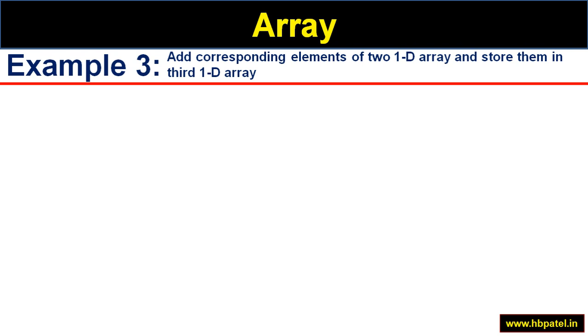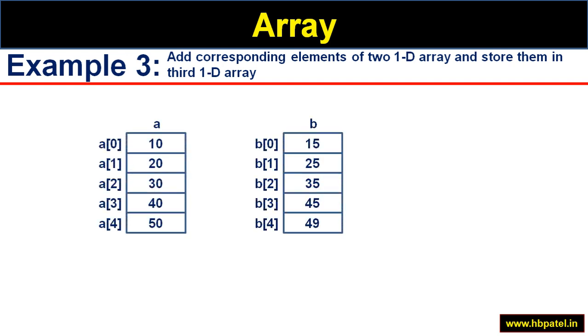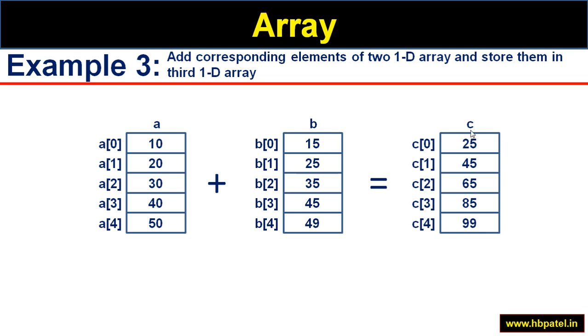Another example is to add corresponding elements of 2 single dimensional arrays and store them in a third single dimensional array. So we have, for example, 2 arrays, let's say A and B. A0, A1, A2 means there are 5 elements in A, there are 5 elements in B. The elements are 10, 20, 30, 40, 50, 15, 25, 35, 45 and 49, for example. So let's add them together. So how do we add? So first element of A will be added to first element of B, and it will go to first element of C. So C0 is equal to A0 plus B0.